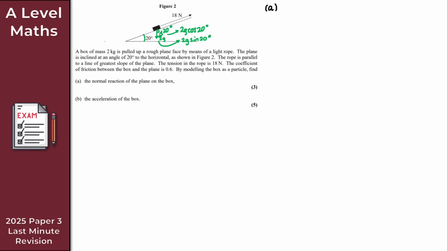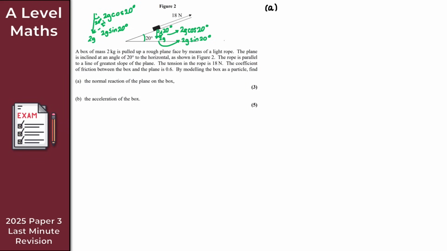Let's draw a slightly bigger version of it here, so it's a little bit easier to see. This is 2g, and then split it into components here. Obviously, it's a right angle triangle. This is 20 degrees. This here is my 2g cos 20 degrees. And this here is my 2g sine 20 degrees. Okay, so hopefully a bigger version of that does help a little bit.